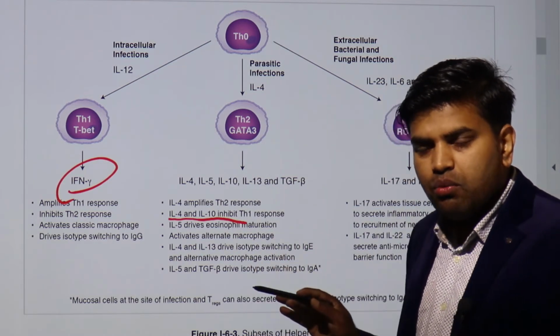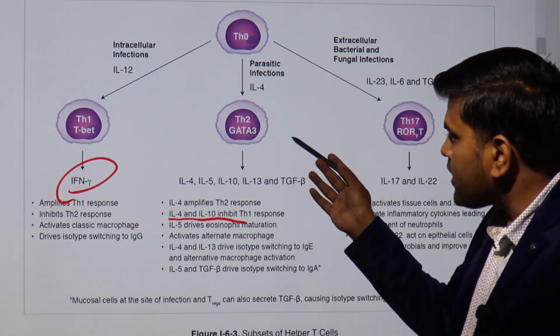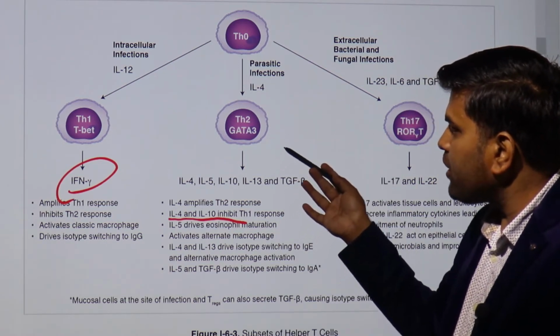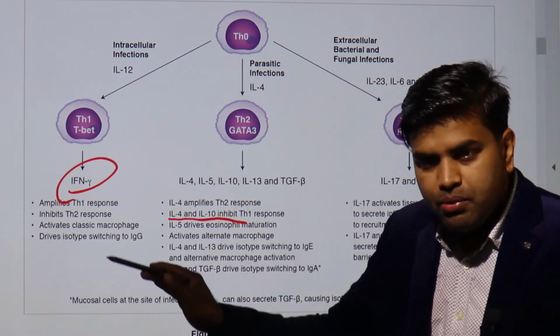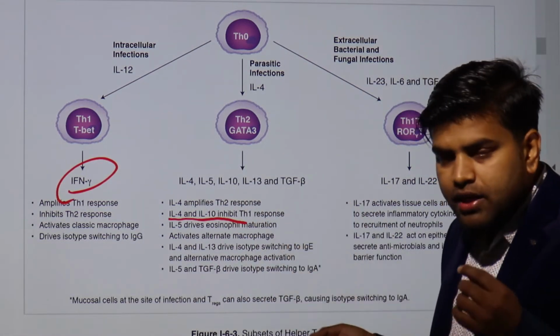Because one arm needs to be more powerful. If the Th2 response has been activated, that is, the antibody dependent pathway, it will inhibit the Th1 arm. That we have to understand. And what are the responsible cytokines? That becomes important.